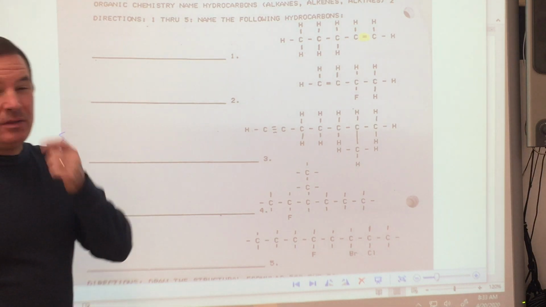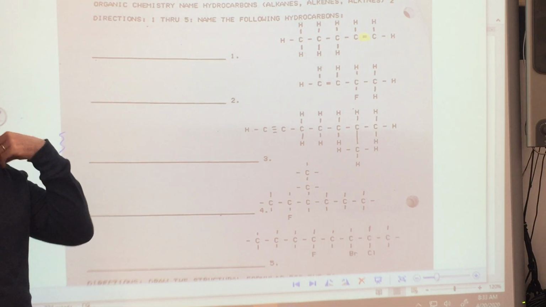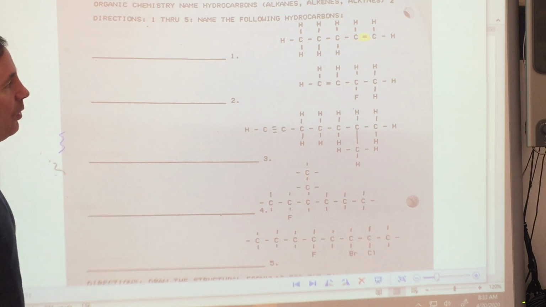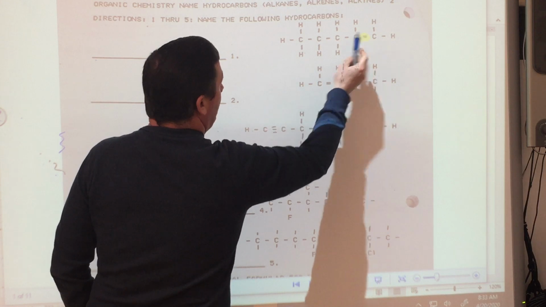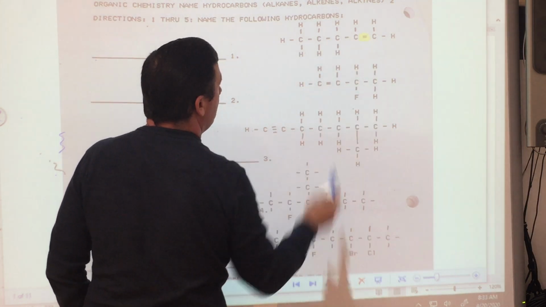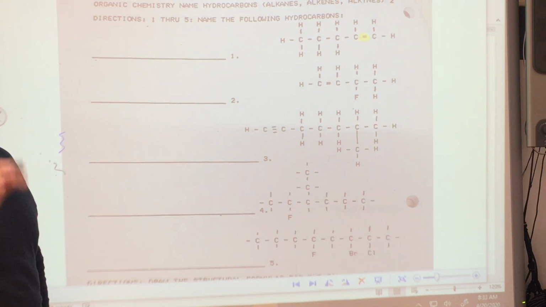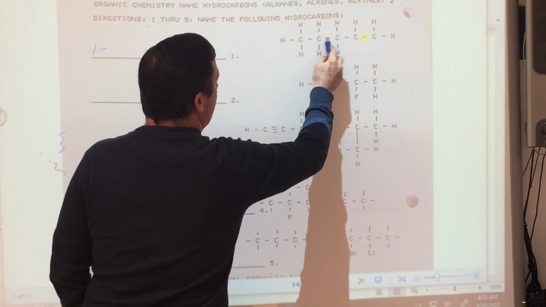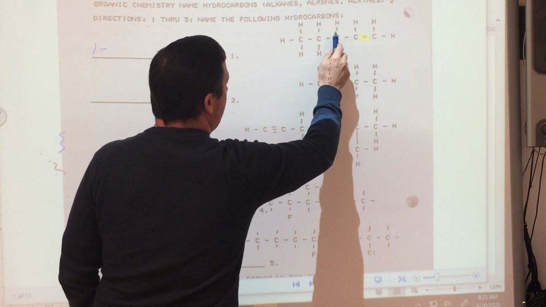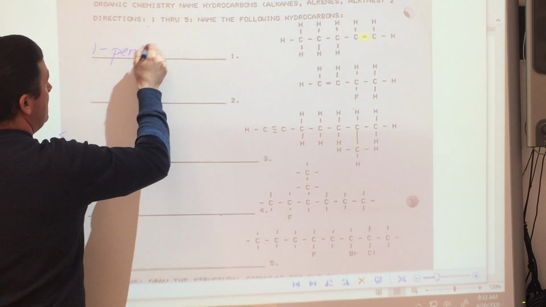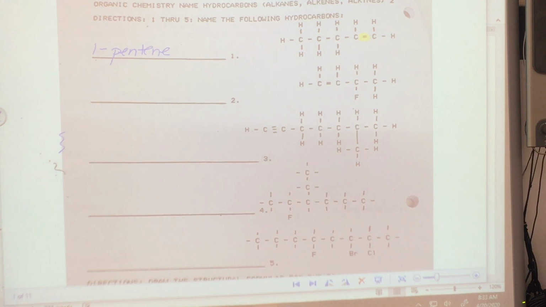Now remember, with double and triple bonds, you have to name the carbon on which the double or triple bond is. So I could name this 1, 2, 3, 4, or 1. So as a reminder, you're going to want to use the lowest number. So this is 1, 1, 2, 3, 4, 5. Reminder, meth, eth, prop, but, and pent. So this is 1-pentene. 1-pentene. Okay?